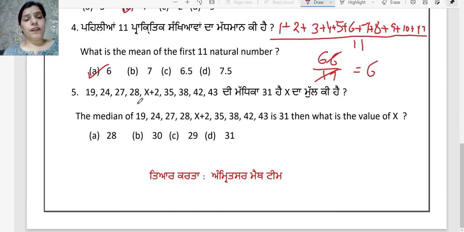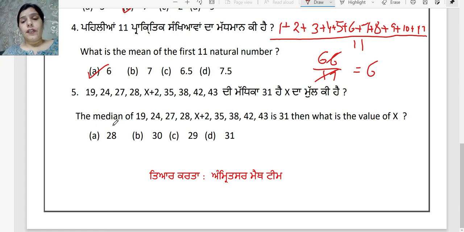Then question number 5. The median of 19, 24, 27, 28, x plus 2, 35, 38, 42, 43 is 31. You have to find the value of x. Beta, you can easily see, median के लिए आपने हमेशा याद रखना है that the data has to be arranged in ascending or descending order. And in this question, the data is already arranged in the ascending order. So we do not need to change the order.